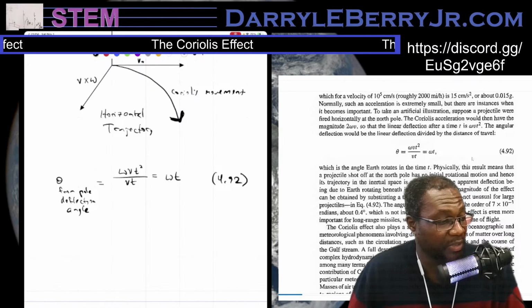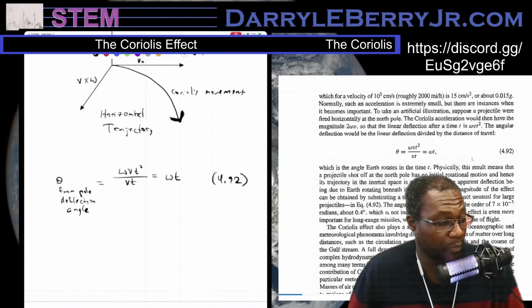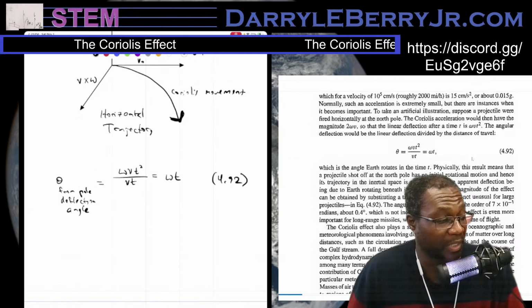The angular deflection is then of the order 7.7 times 10 to the negative 3 radians, or about 0.4 degrees, which is not inconsiderable. Clearly, the effect is even more important for long-range missiles, which have a much longer time of flight. The Coriolis effect also plays a significant role in many oceanographic and meteorological phenomena involving displacements of masses of matter over long distances, such as the circulation pattern of the trade winds and, of course, of the Gulf Stream.